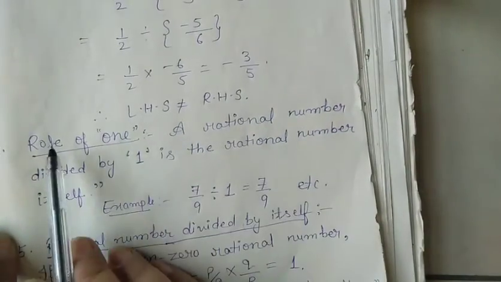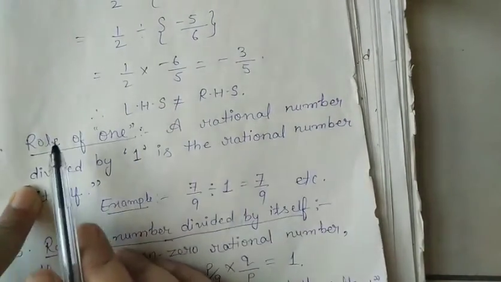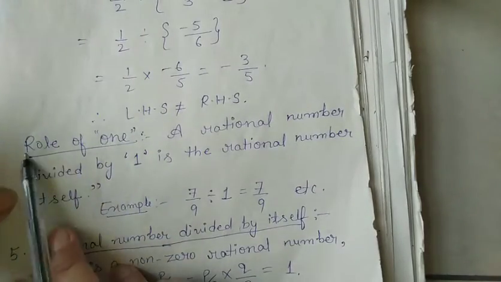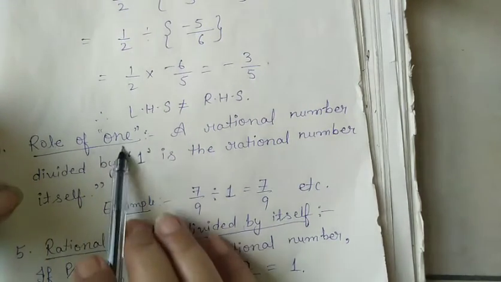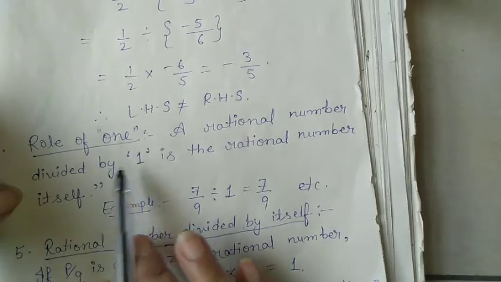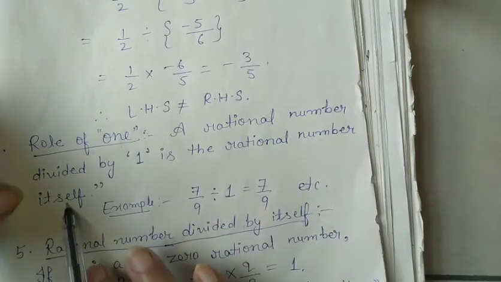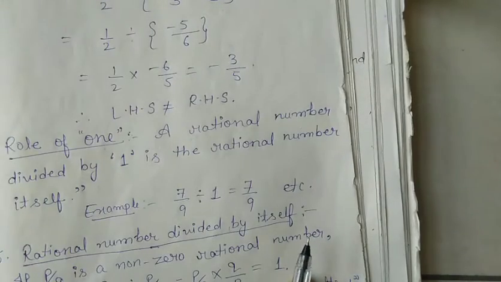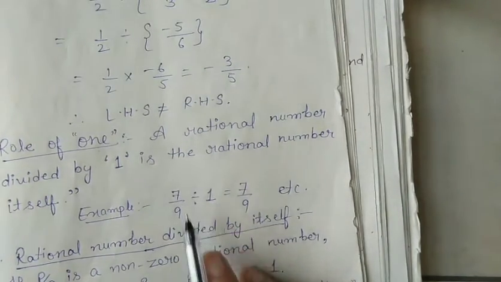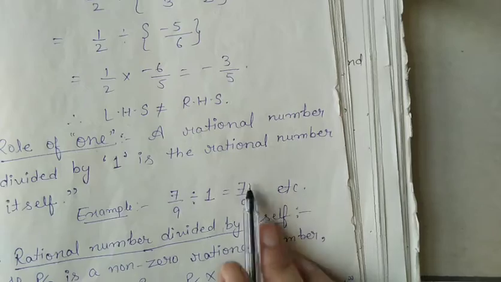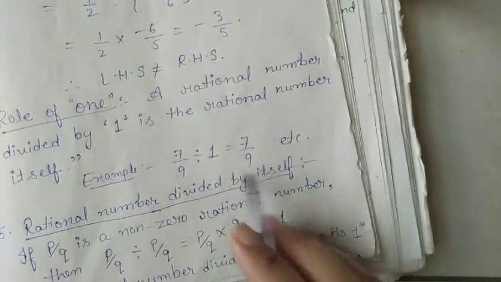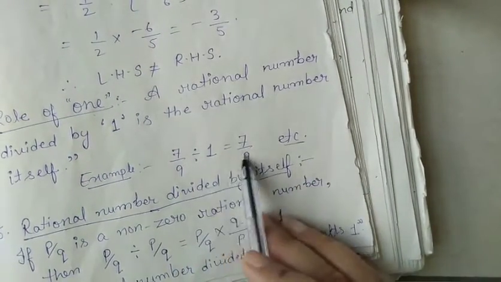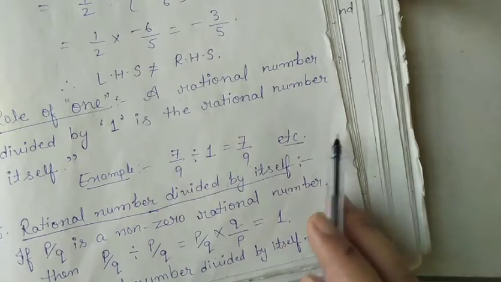In the same way, as we read in our last rule, then our fourth property is role of 1. A rational number divided by 1 is the rational number itself. That is 7 by 9 divided by 1 is 7 by 9. Is that clear? And we take this type of examples.